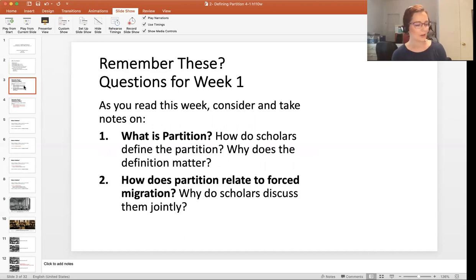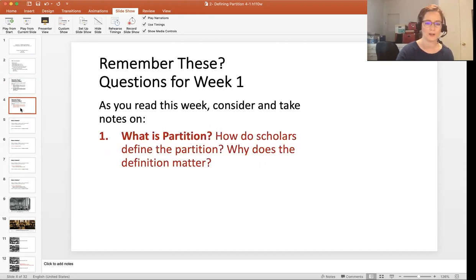All right, so for today's lesson, remember these questions? They're the questions that we ended with last time. There are 2 questions here. Number 1, what is partition? How do scholars define partition and why does the definition matter? These are the questions that we're going to deal with today. The second question, how does partition relate to forced migration, will be the topic of lecture number 3. All right, so these are the questions that we are going to answer in the next half hour or so.